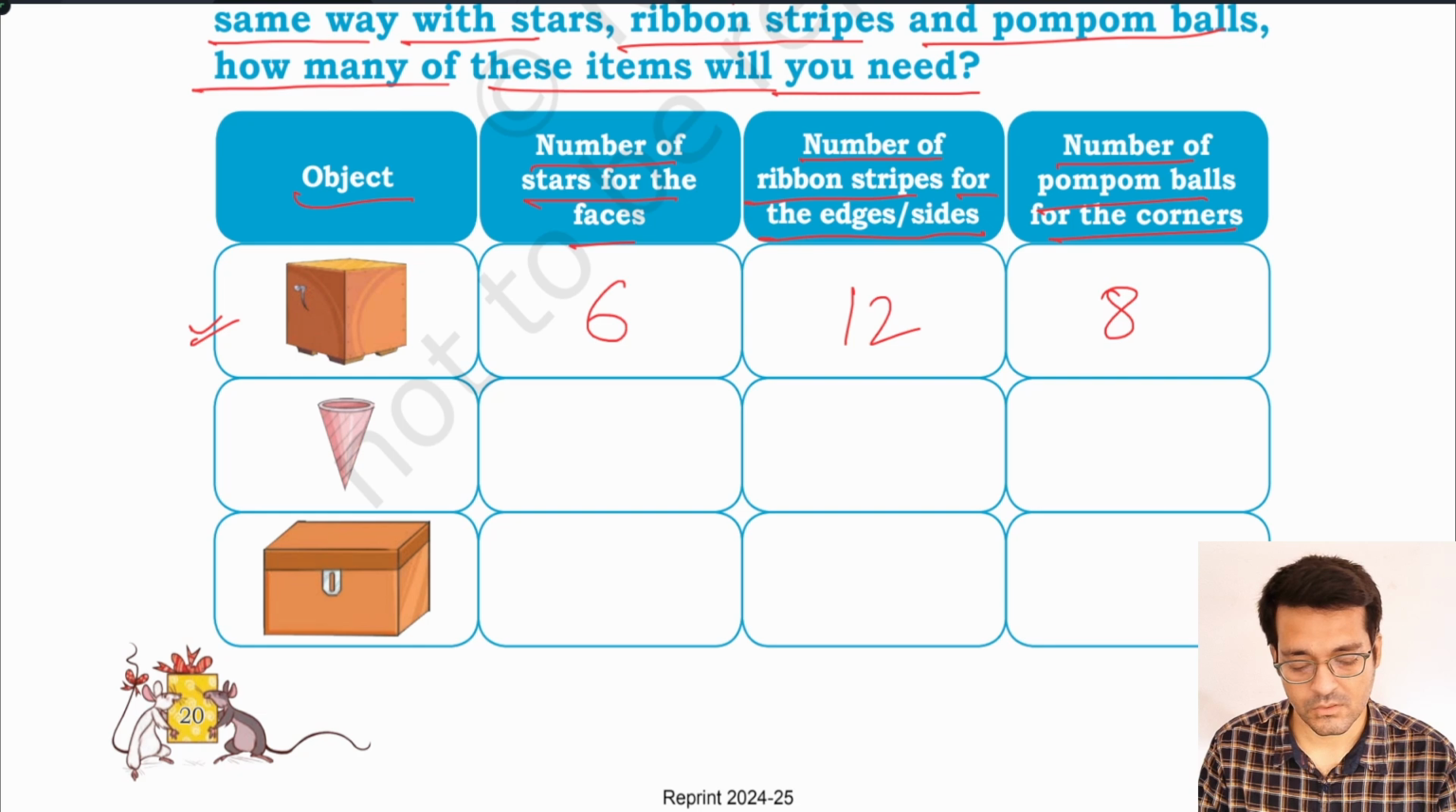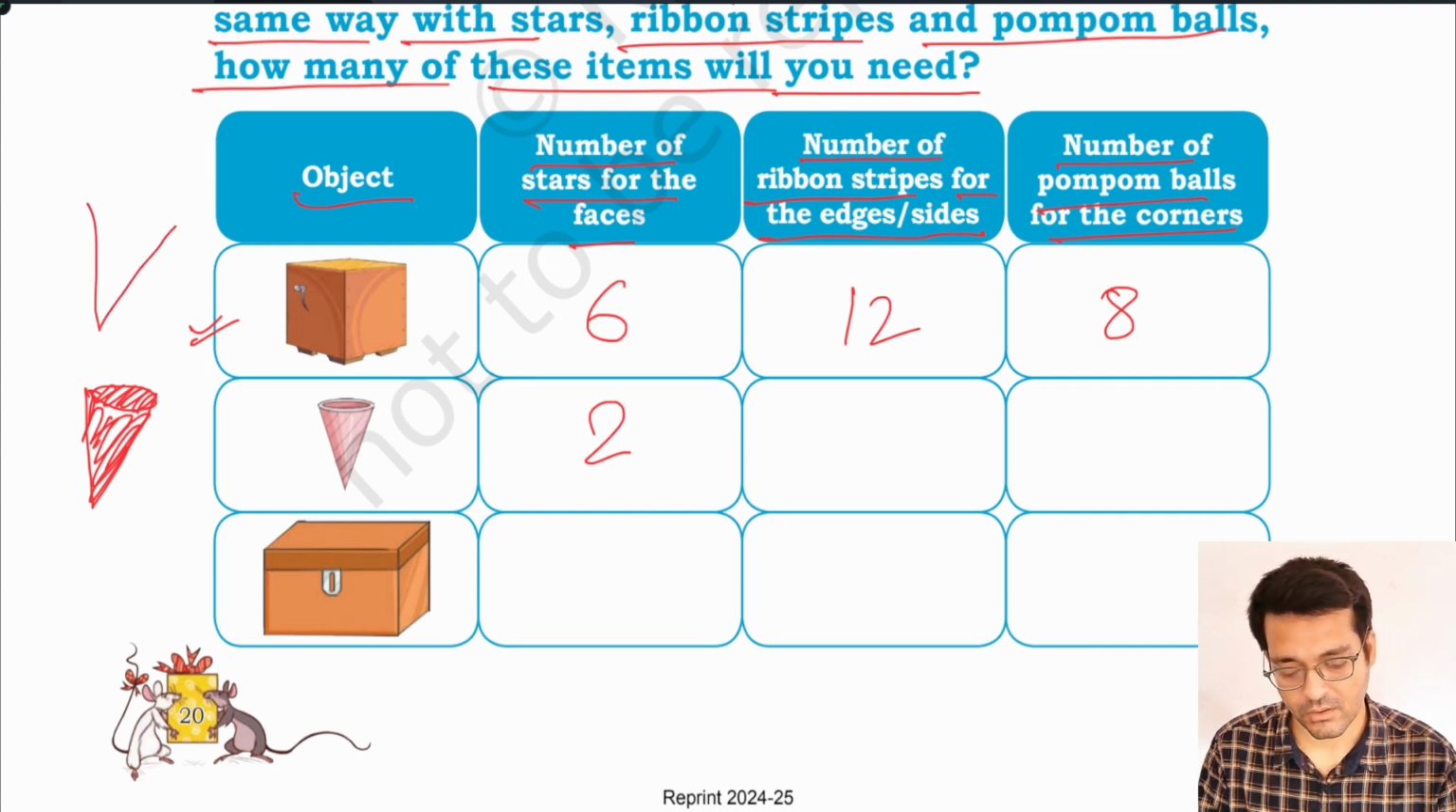Similarly, this is a cone shaped ice cream cone. If you see a cone carefully, there are only one and two surfaces, so two surfaces for stars. How many edges? There is only one edge, that is this one, the round one. And one corner here, a pointed corner, that is one.